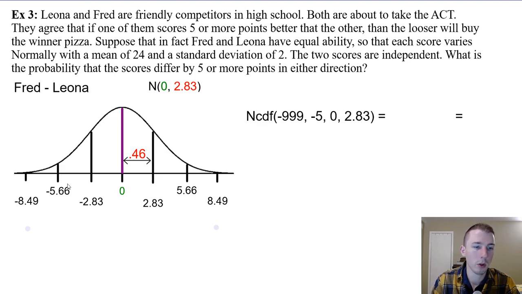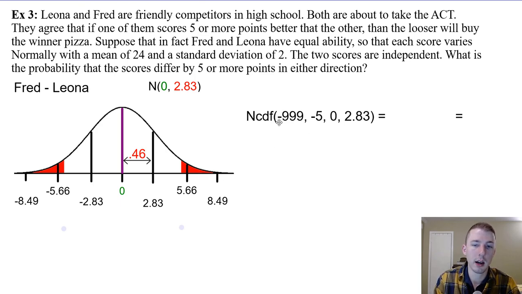So what we're looking for on this one is the probability that the difference was greater than 5. So either going in the negative direction of 5, meaning that Leona outscored Fred by 5, because that would be subtracting a larger value, or going in the positive direction for 5, which would mean that Fred outscored Leona's ACT score by 5. So these are the two possibilities. We want to know differ by 5 points in either direction, so we've got to add those two together. They're going to be exactly the same because we're centered at 0. They're the same z-scores, just one's positive, one's negative.